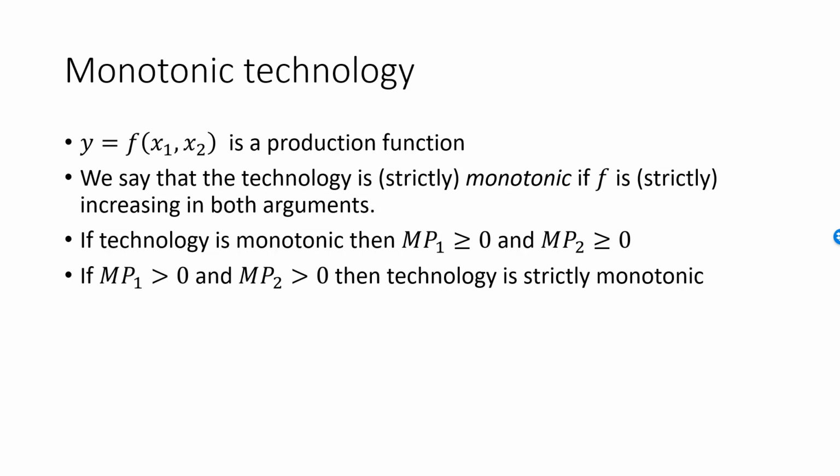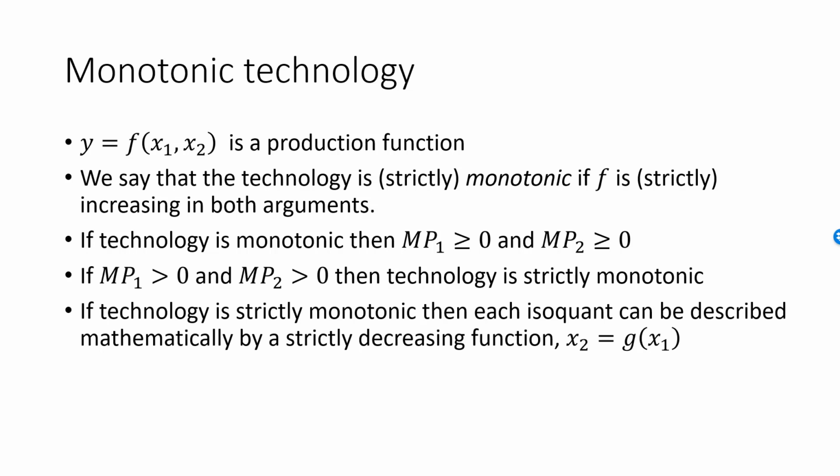Even though it is certainly possible for technology not to be monotonic, we argue that the marginal product of labor could be negative when we discuss the production of healthcare services if the amount of labor is too large. We will typically assume that technology is monotonic or strictly monotonic, since firms will never decide to use a bundle of factors if one of the marginal products is negative for this choice. One final result on this slide. If it is the case that technology is strictly monotonic, then every isoquant is the graph of a strictly decreasing function. x2 is a function of x1.